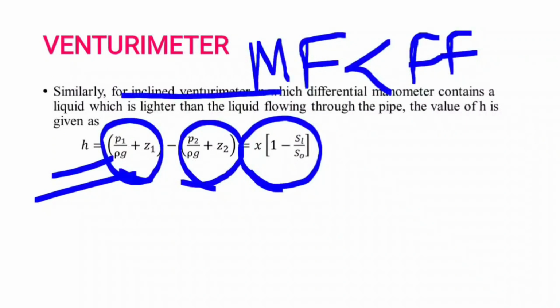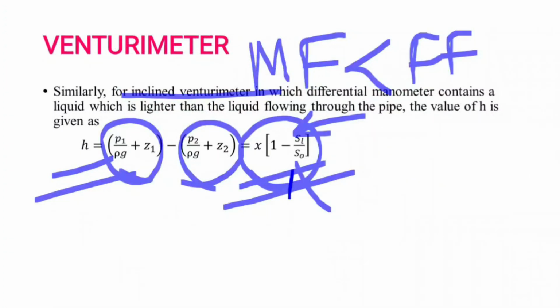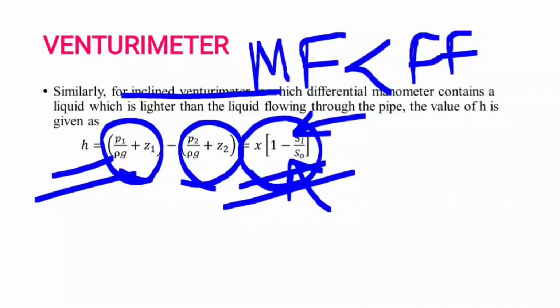This is the formula: P1 by rho g plus Z1 minus P2 by rho g plus Z2 is equal to x into 1 minus SL by S0. SL is the specific gravity of the manometric fluid, that is lighter. S0 is the flowing fluid. I hope up to this point is clear.